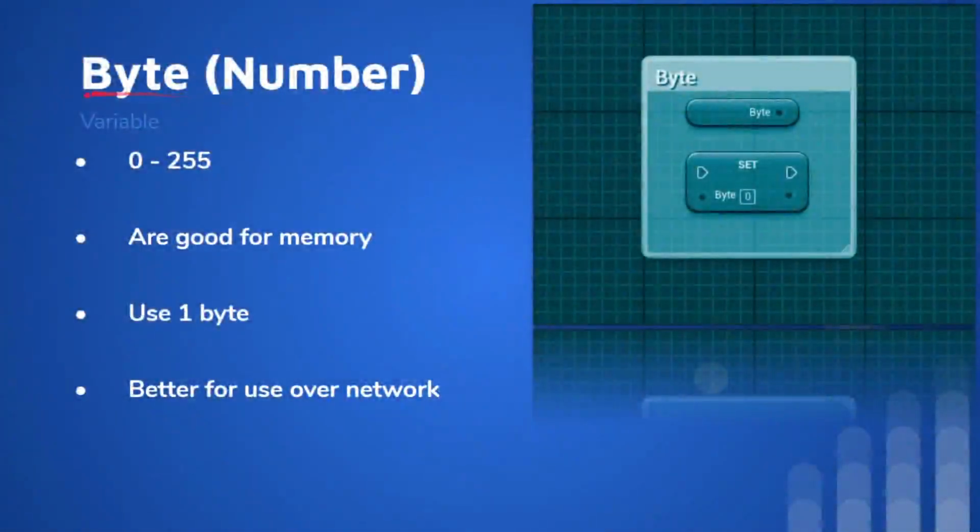So now moving on to byte. Byte is a number which has a value from 0 to 255, so a total of 256, where 0 is also considered as one of the main numbers. These are fairly good when it comes to memory use because they only use 1 byte, and it's still a big discussion. However, it tends to be better over network because it uses fewer bytes to send back and forth.